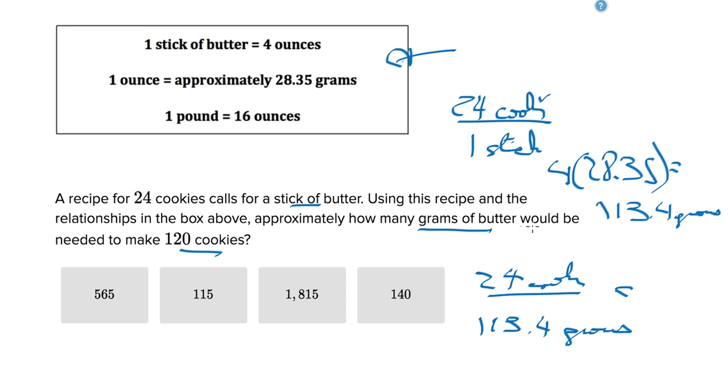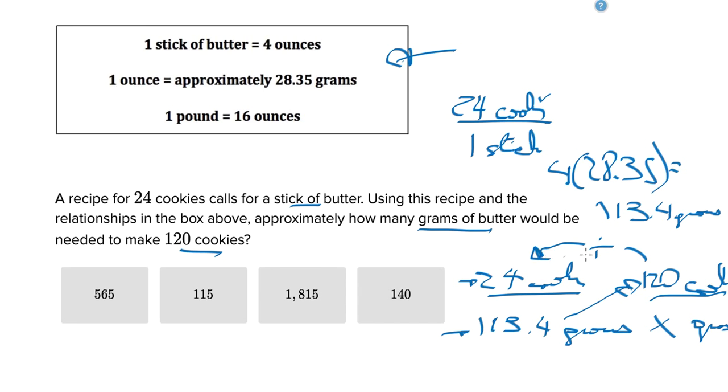And now we're told how many grams are going to be needed to make 120 cookies. So we're going to set this equal to another rate here, where we're going to keep cookies in the numerator and grams in the denominator. You always must keep them in the same side here across the equal sign. And 120 cookies, though, instead of 24, and our unknown number of grams. So we can just cross multiply here to figure out the answer. 113.4 times 120, and then that number divided by the remaining here, 24.